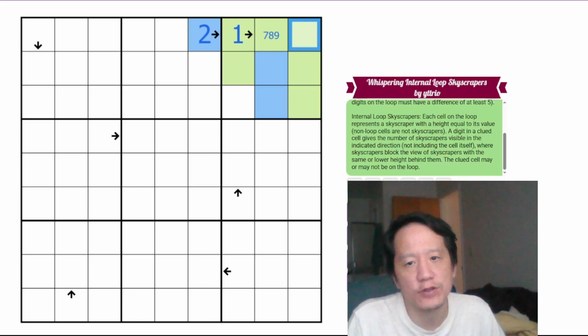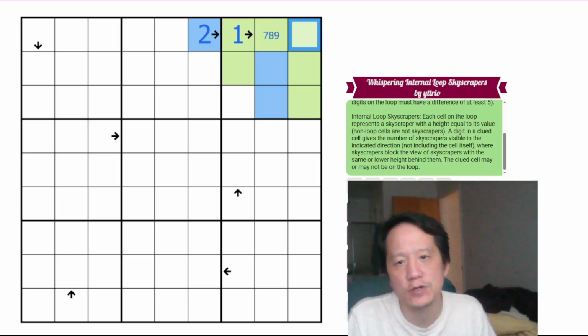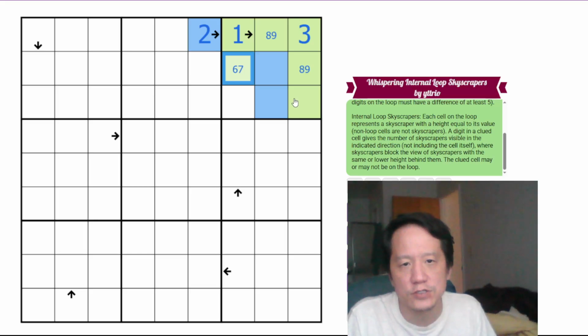This has to be 3 because it sees 2 unique digits. It can't be 1 or 2. So this is 3, which forces this to be an 8 and 9 pair. That's 3 in the corner. We celebrate because, I don't know, this is 6 or 7.